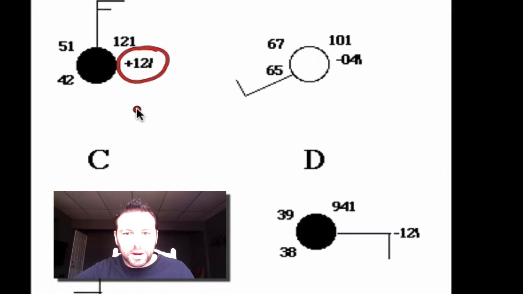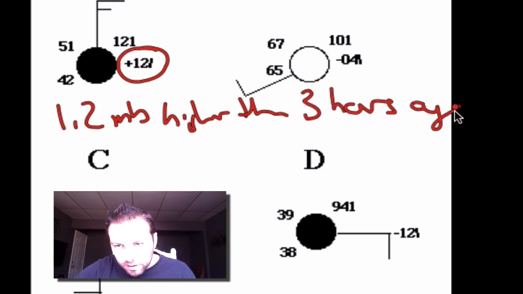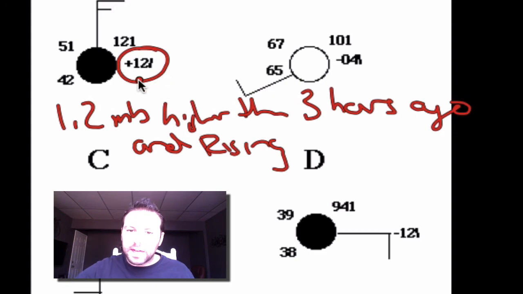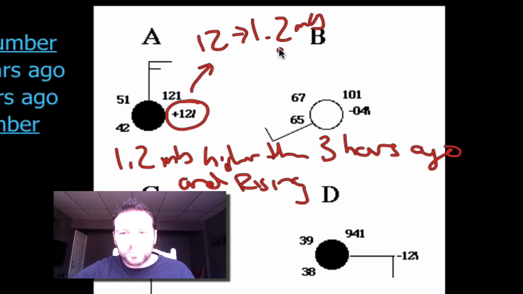Okay, so that's our barometric trend. So it says the pressure's higher than what it was 3 hours ago, but how much higher? The pressure is 1.2 millibars higher than 3 hours ago. And it's rising. And that's what that one says. Notice that I put the decimal place, 12 goes to 1.2 millibars. Your decimal place goes in between the two digits right here.